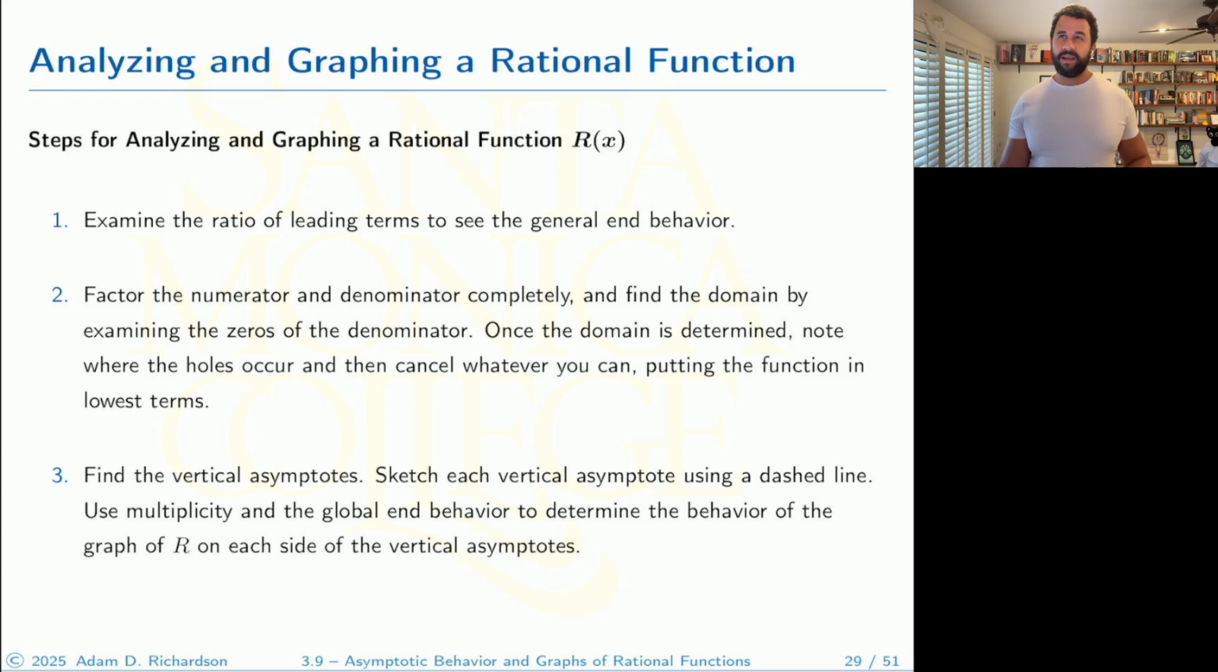So you basically are like, okay, I know what it's got to look like at the ends. Let me factor everything now. Factor everything. What's the domain? Can I cancel anything? That's step 2. Now, once you've done that, find the vertical asymptotes.